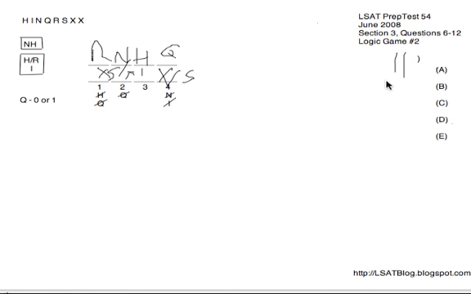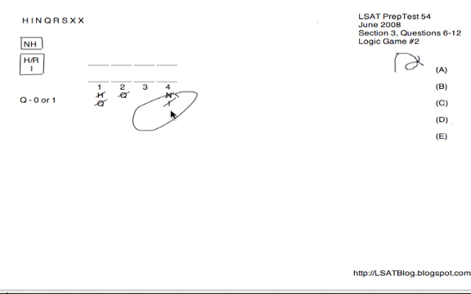H on 4, no, H is on 3, so A is gone. I on 2, no, I is on 3. N on 3, no, N's on 2. Q on 3, no, Q's on 4, leaving E. And if you look at E, S on 2, yeah, S could be on 2 or 4, either way it works.